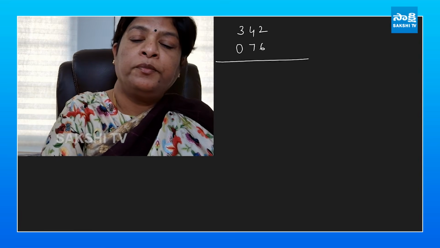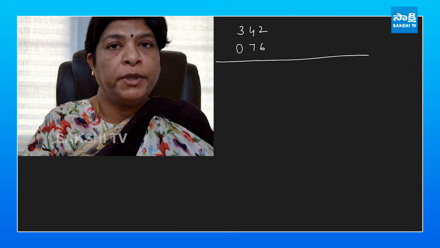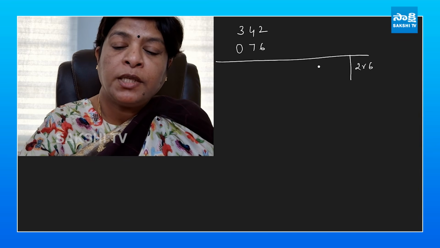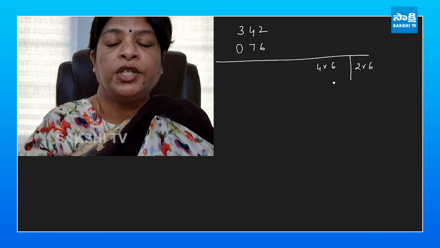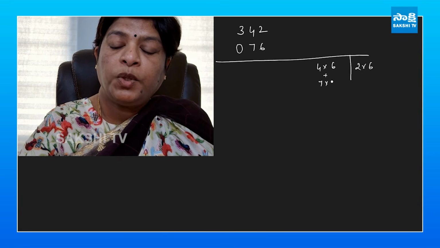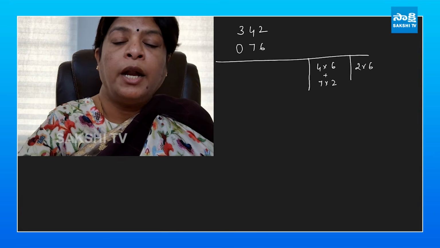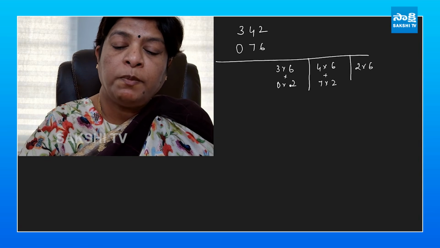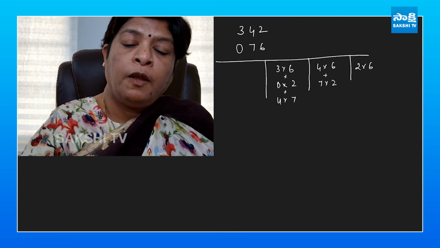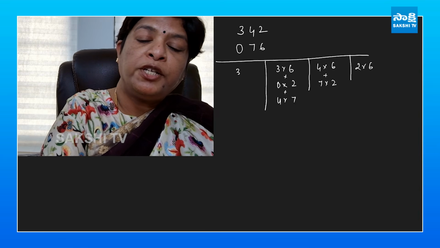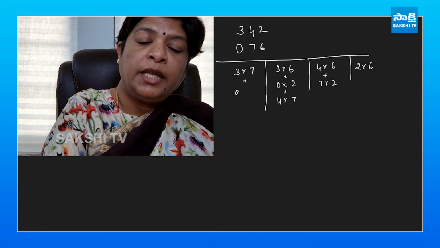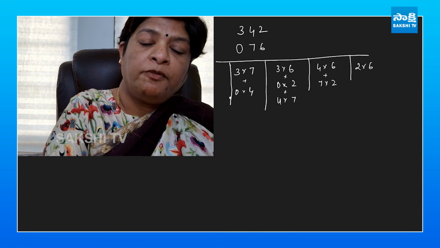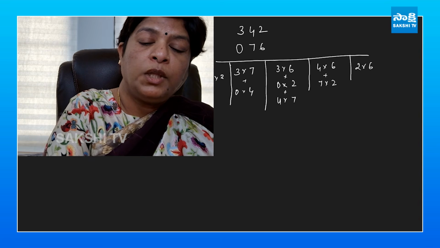So the very first step would be the vertical multiplication of the ones place digit, which is 2 times 6, followed by 4 times 6, the cross multiplication of the ones place digit with the tens place, again the tens place digit with the ones place, followed by the hundreds place with the ones place, again hundreds place with the ones place, and then the tens place with the tens place, followed by the cross multiplication of the hundreds place with the tens place, and the tens place with the hundreds place, and finally the vertical multiplication of the hundreds place with the hundreds place.